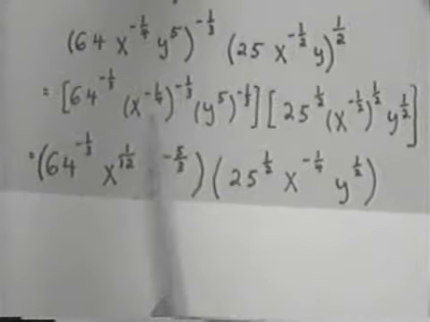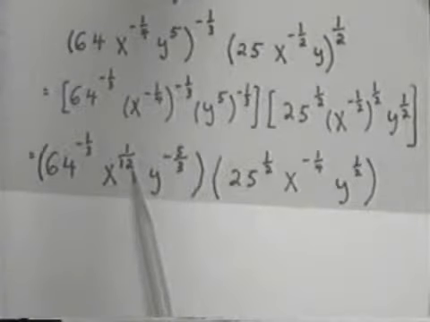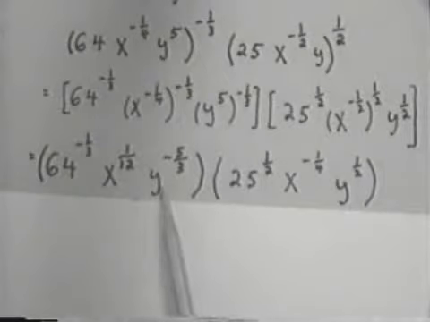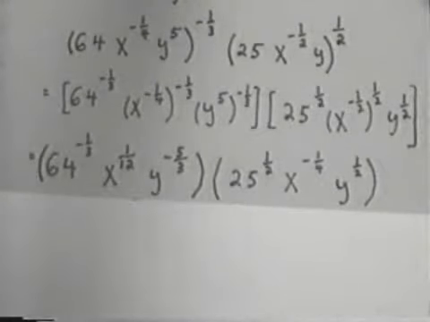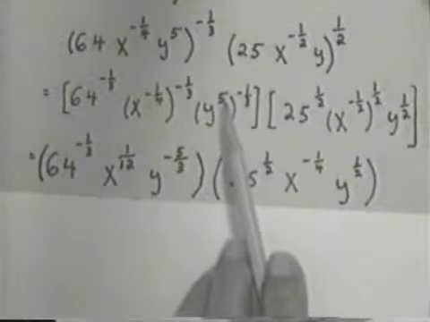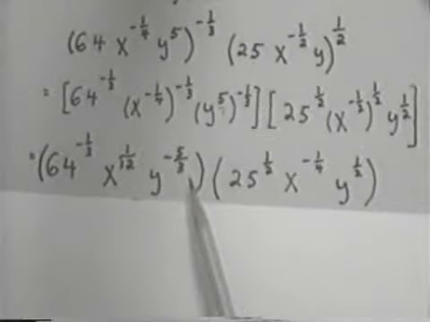A negative times a negative is positive. 1 times 1 is 1. 4 times 3 is 12. Again, I'm raising a power to a power, so I keep the base and I multiply the exponents. Now that's understood to be 5/1. So I say 5 times negative 1 is negative 5. 1 times 3 is 3.